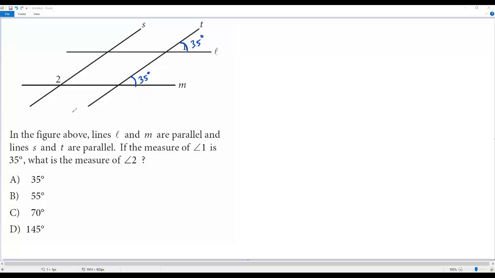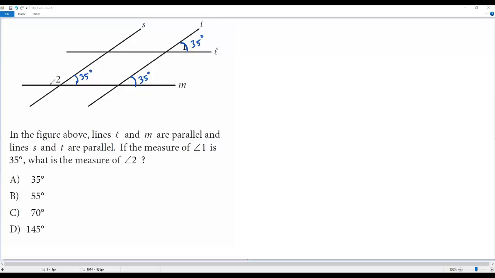Okay, and also the question says the lines S and T are parallel. And these two parallel lines are intersected by the line M. Now M becomes a transversal. Since the two parallel lines S and T are intersected by the transversal M, this angle and the angle over here are corresponding angles, so they must be equal. So already we know that this angle measure is 35 and the angle measure over here is 35 degrees.